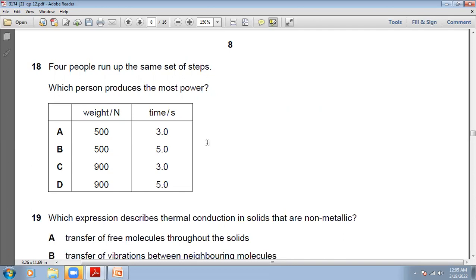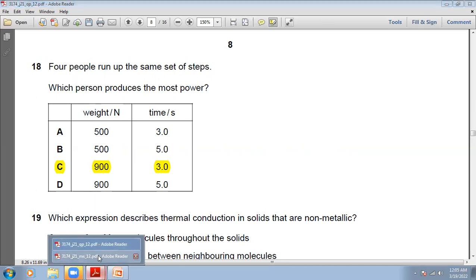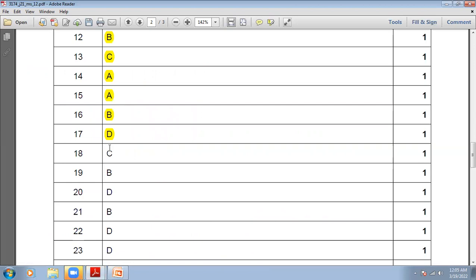So we are looking for that option where the power is the most. So the weight should be largest and the time should be smallest. There you will have the greatest power. If the same work is done in less time, it has used more power. So question number 18, C looks the right option. Question number 18, I think C is the right option.